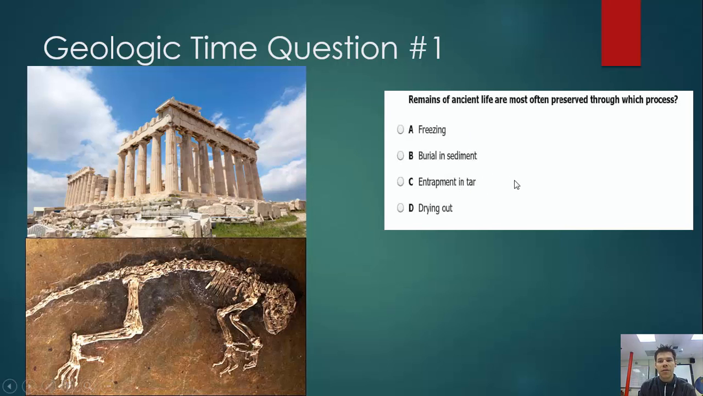that fossils are preserved. But it's asking you most often, and most often fossils are found in the ground, buried in sediment, in sedimentary rock. So the answer is B, burial in sediment.